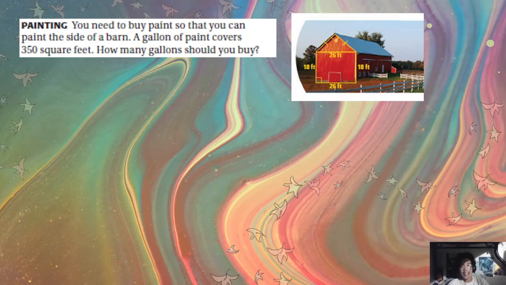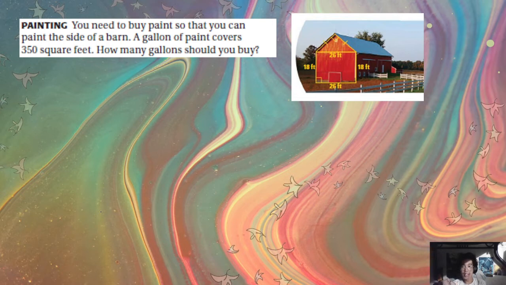Okay, so hi guys. We're still on the second lesson for the third quarter. We're still on that topic, and we're trying to find a solution for the school problem on areas of triangles. And this time, it's gonna be a bit applied. For this one, you need to buy paint so that you can paint the side of a barn.